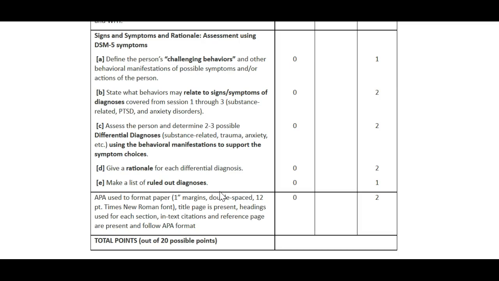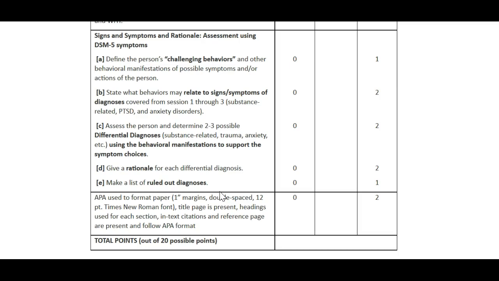You want to define 2 or 3 possible differential diagnoses using the behavioral manifestations that you list in this paper about your patient, right? So those behaviors must match the diagnosis that you're suggesting. You want to give a rationale for each of your suggested diagnoses, and then you also want to describe if you have ruled out any diagnosis. So for instance, if a patient presents with possibly schizophrenia, but you rule that out because you feel that it really is PTSD with a possible mood or adjustment disorder, you would just state that here, okay?